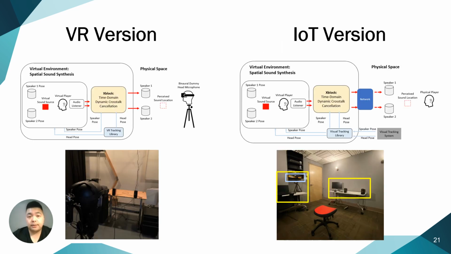We created two systems, one for VR, which we use to conduct live recordings to capture the ILD and ITD cues, and one as a prototype IoT system using the laptop as the main hub with two Kinects to capture the object and body pose. The laptop then sent audio to our smart speaker, which was a networked Raspberry Pi with speakers. Each system consists of a virtual environment in which spatial sound synthesis occurs. In our implementation, that virtual environment was Unity. Each system also contains our Xblock plugin and some way to get the head or speaker pose, either through a VR tracking library or a visual tracking library.